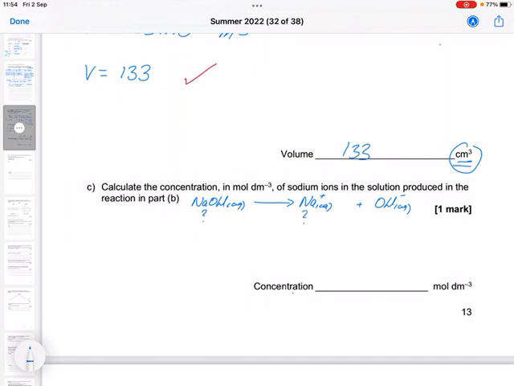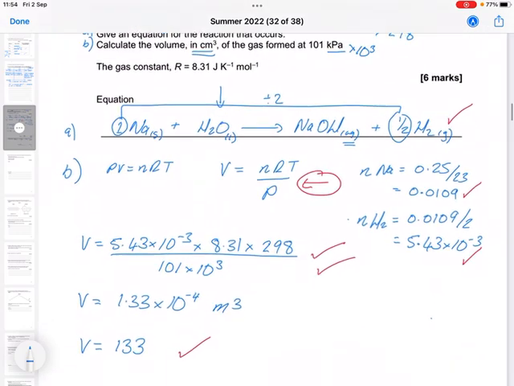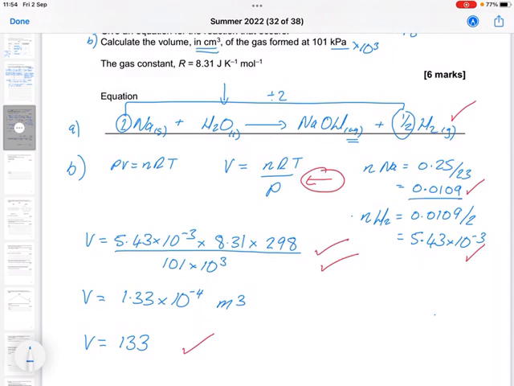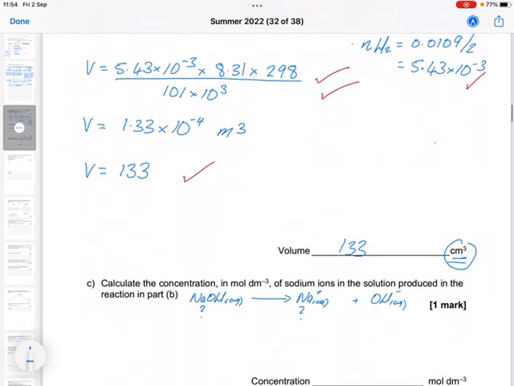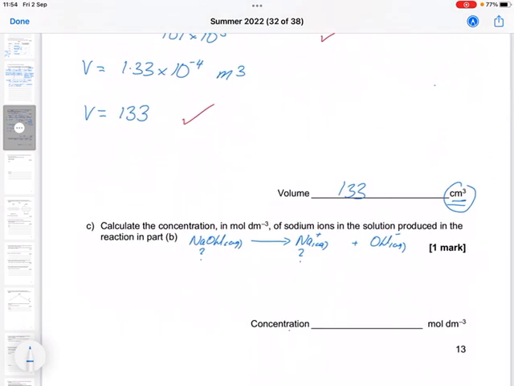And of course, in the equation at the top, we've got the number of moles of sodium here. So if I know the number of moles of sodium, it's a 1-to-1 ratio, so I know the number of moles of sodium hydroxide. And if I know the number of moles of my sodium hydroxide, that's equal to the number of moles of my sodium. So this is a fairly straightforward one.